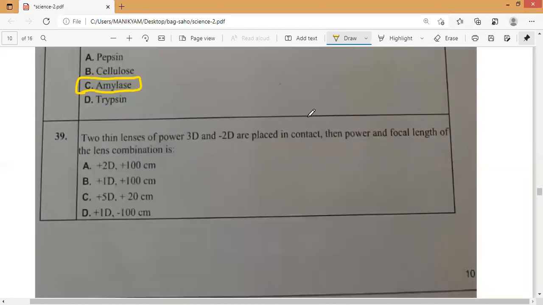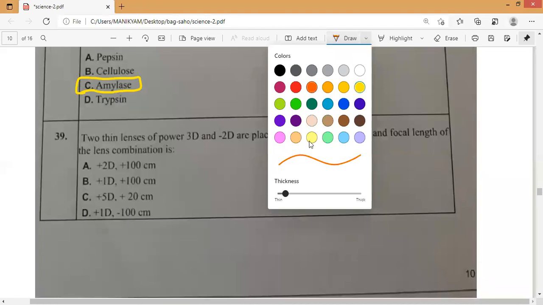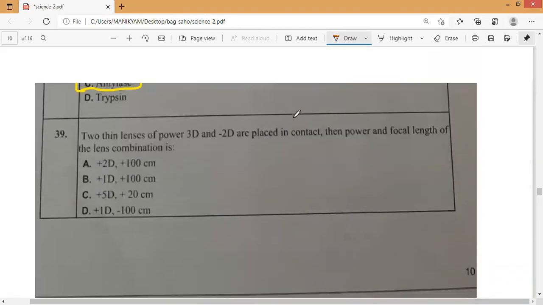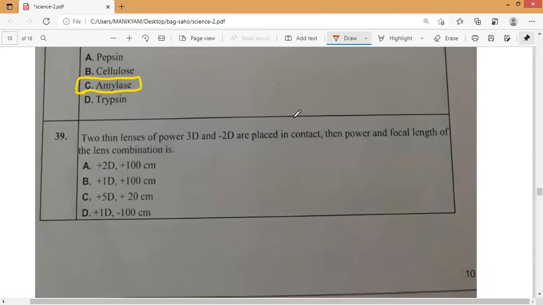Next. Next question. Yes, please. Physics. I don't think so. You'll take much time for this. It is already solved.